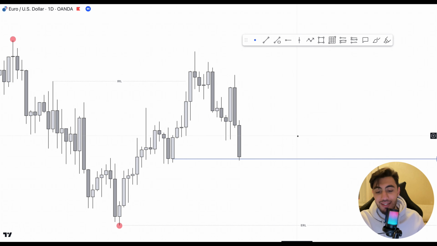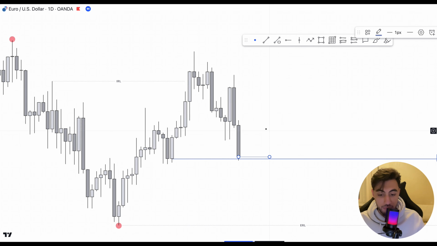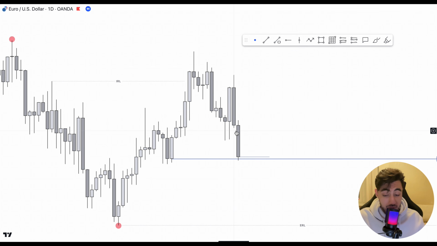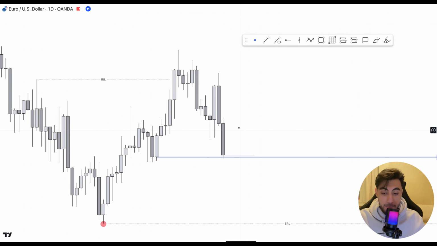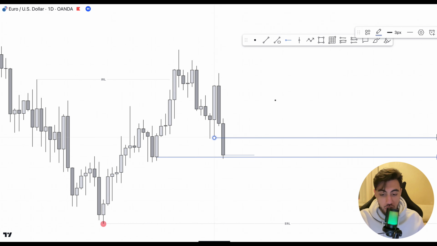So what is the nearest unmitigated POI that we have from this open area? We don't have any imbalance. This does not make sense. We must wait for the third candle to form. Okay, we have this hidden base. Also, the nearest one is this order block, right? See? So now we can choose the order block.